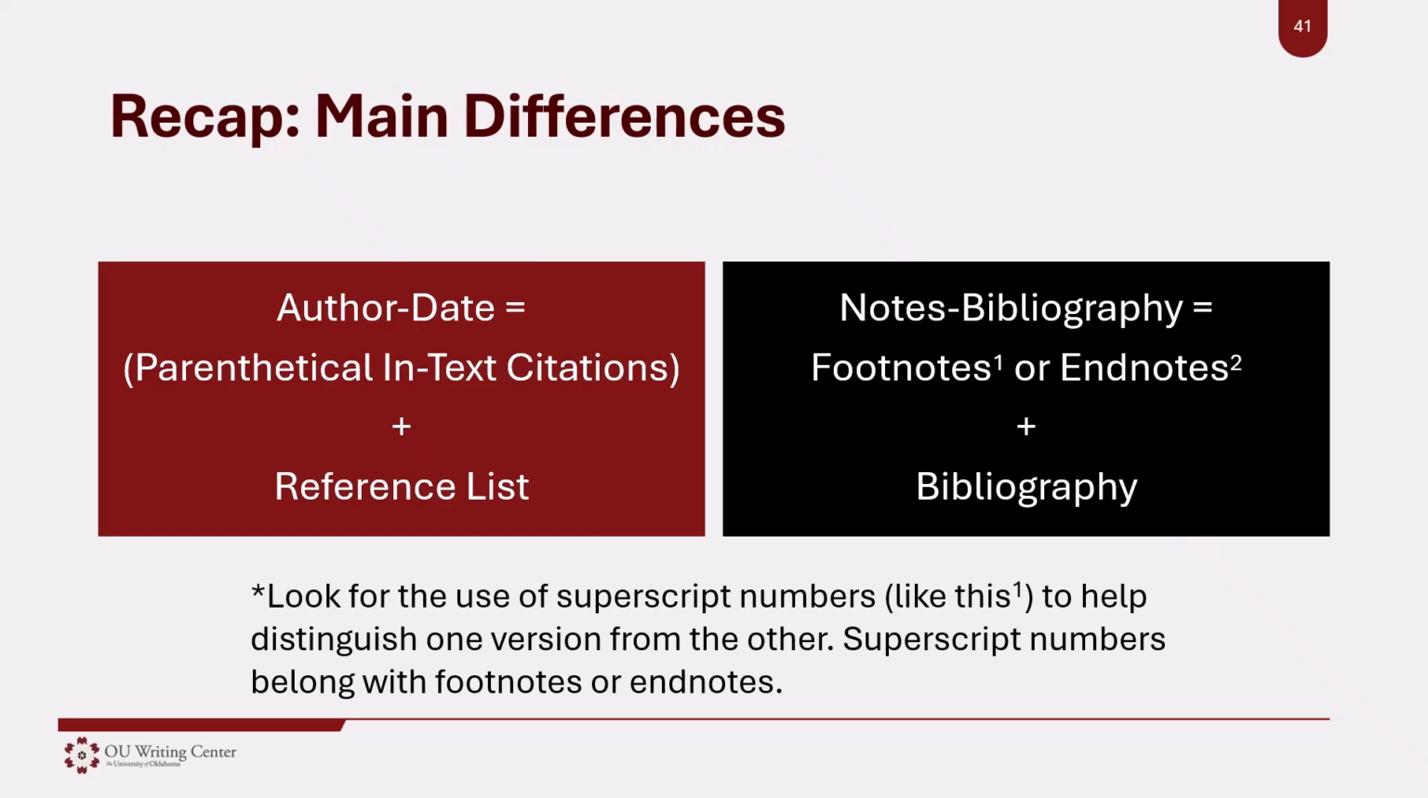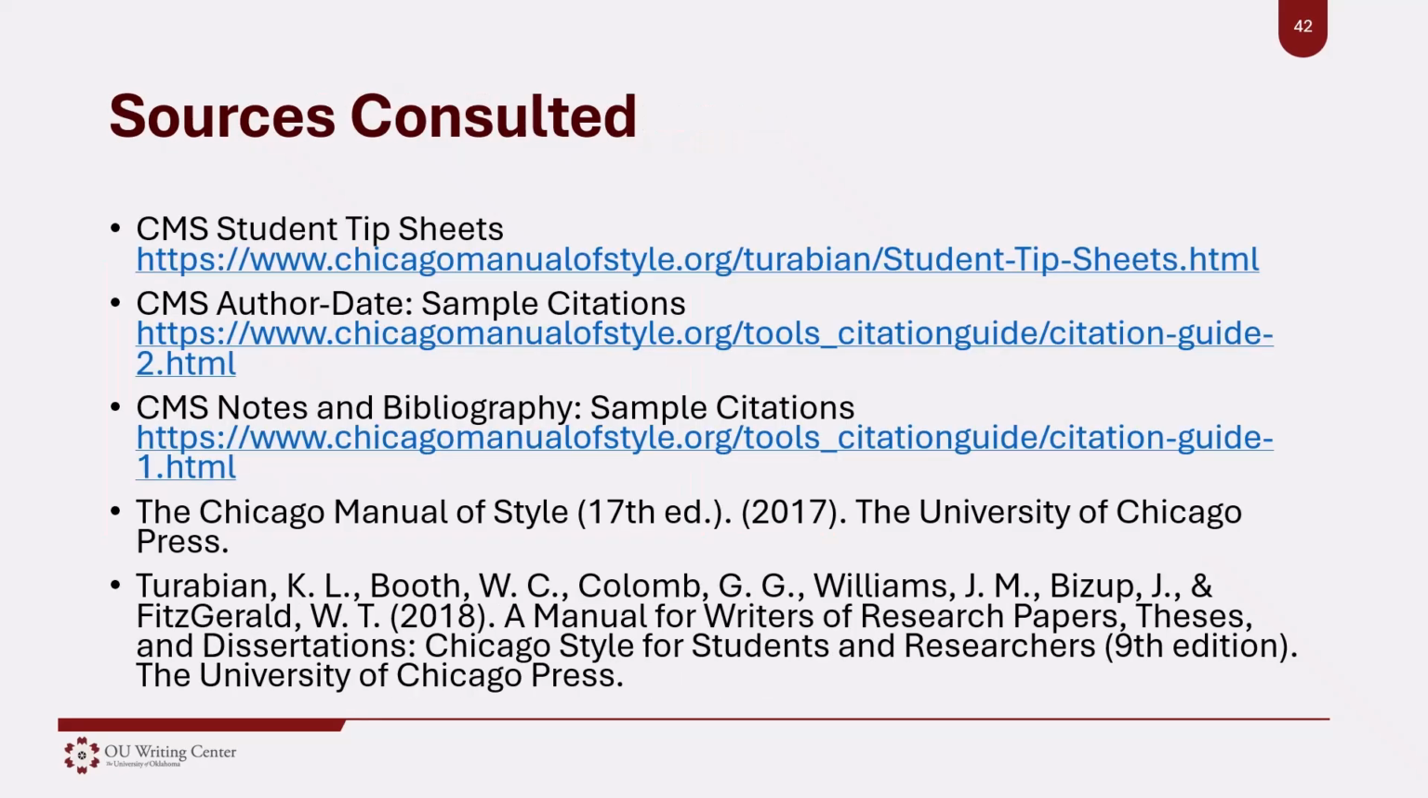To recap, there are two citation styles in Chicago Manual of Style. Author date style uses parenthetical in-text citations and a reference list, while the Notes Bibliography style uses footnotes or endnotes and a bibliography. Look for the use of superscript numbers to help distinguish one version from the other. Superscript numbers belong with footnotes or endnotes, meaning they will only appear in a document that is formatted with the Notes Bibliography style.